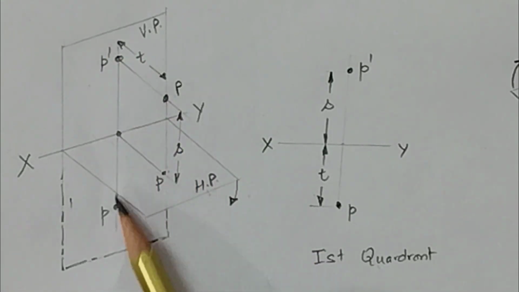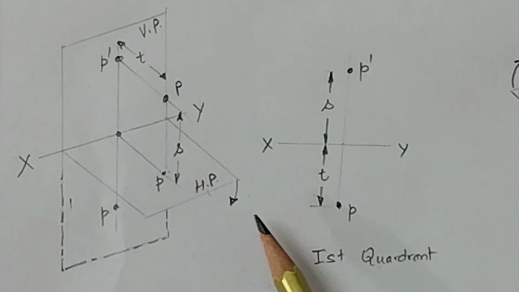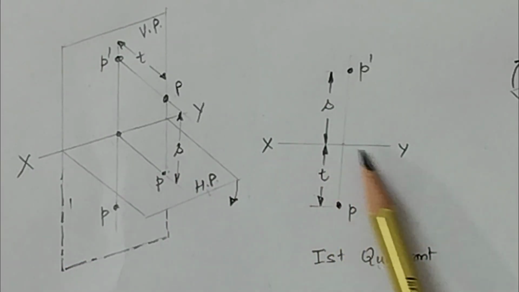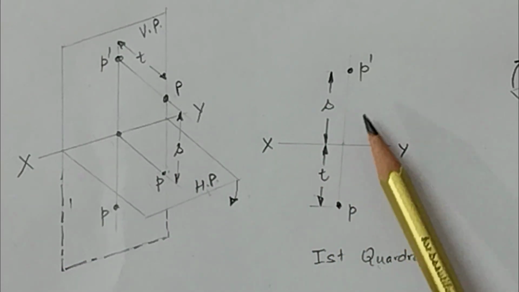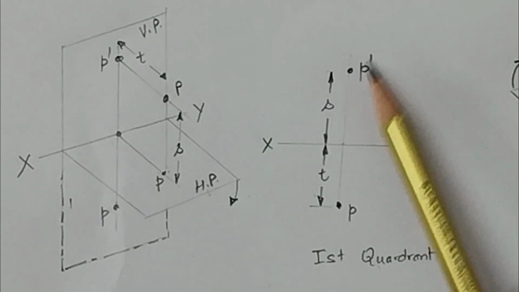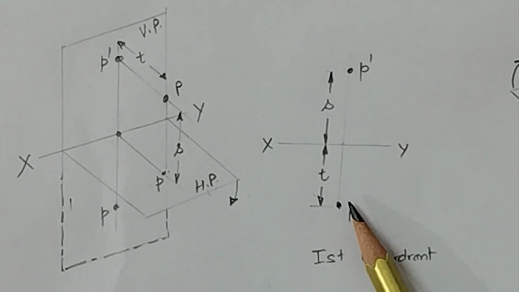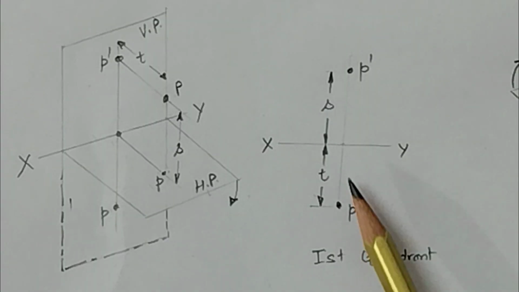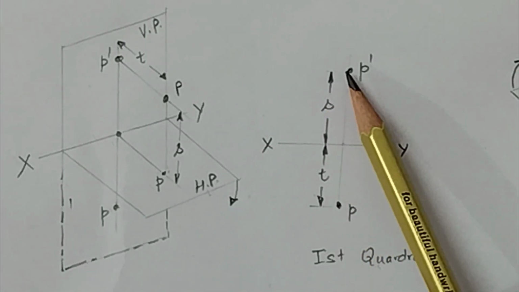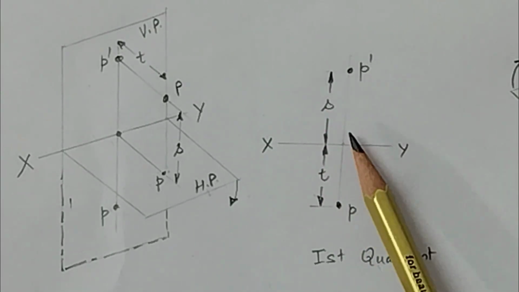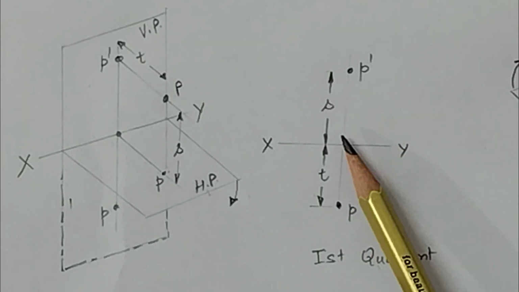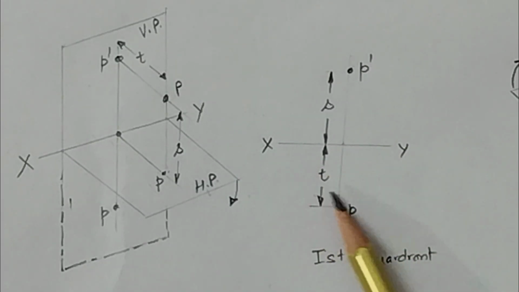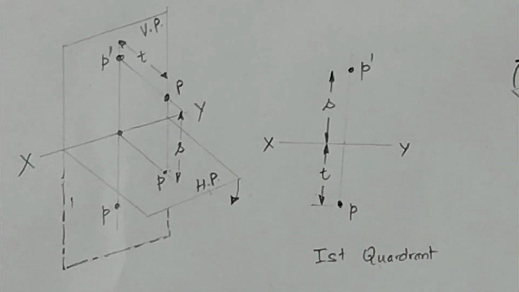So, a single projector line. We demonstrate this on the sheet, taking the XY reference line. On this, P dash is the front view, that is in the vertical plane, and P is the top view in the horizontal plane. So this S represents the distance of this point above XY. This T distance is the position of the top view from the reference line or vertical plane. So this is the position and representation of a point in the first quadrant.